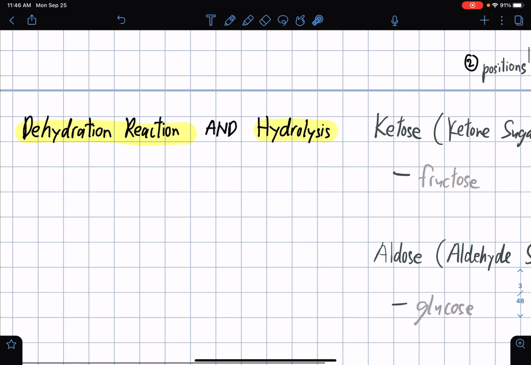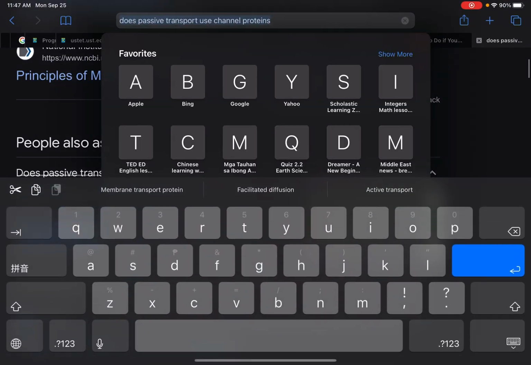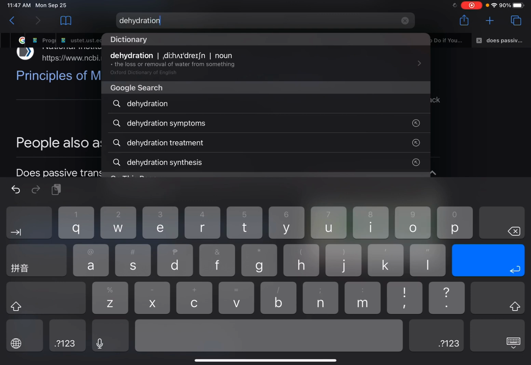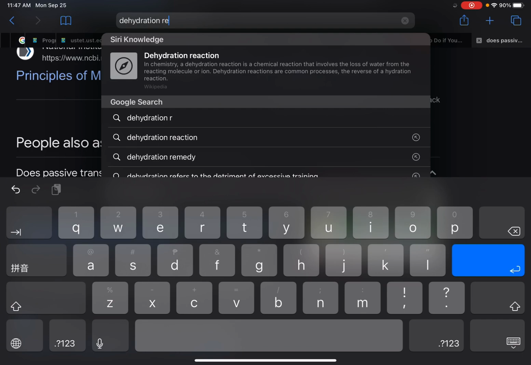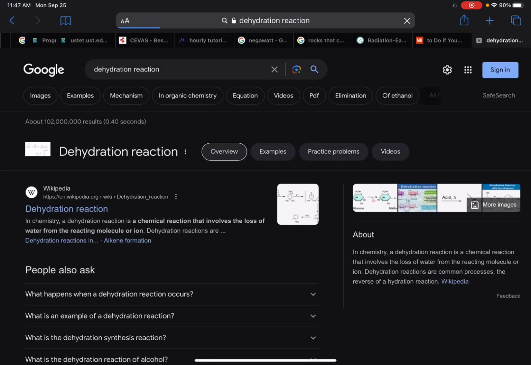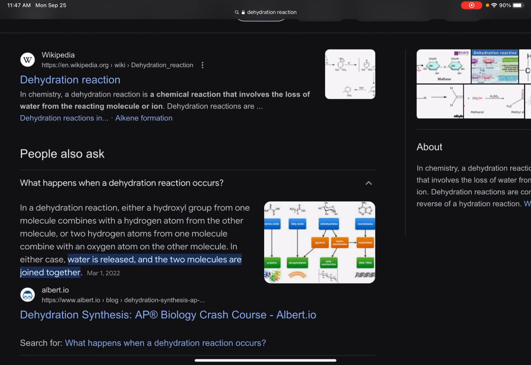Well, basically, for dehydration reaction, this is the formation of glucose monomers, and at the same time, a water molecule is removed, if I'm not mistaken. Let me double check. There, the loss of a water molecule.